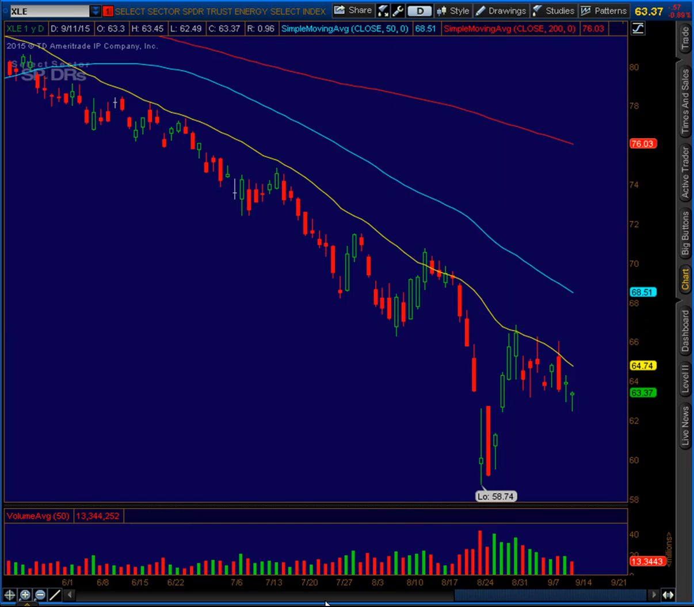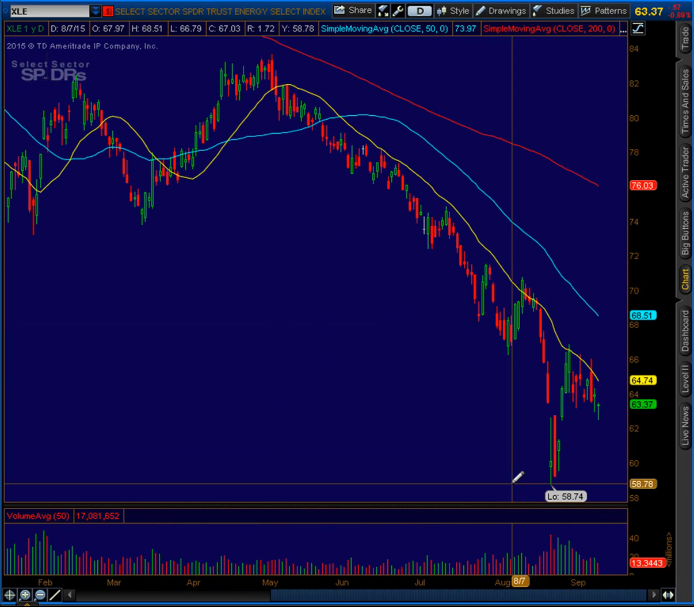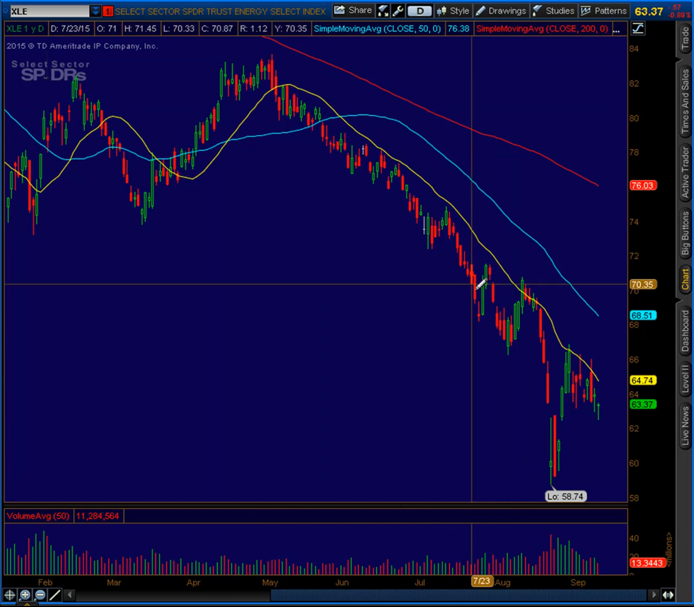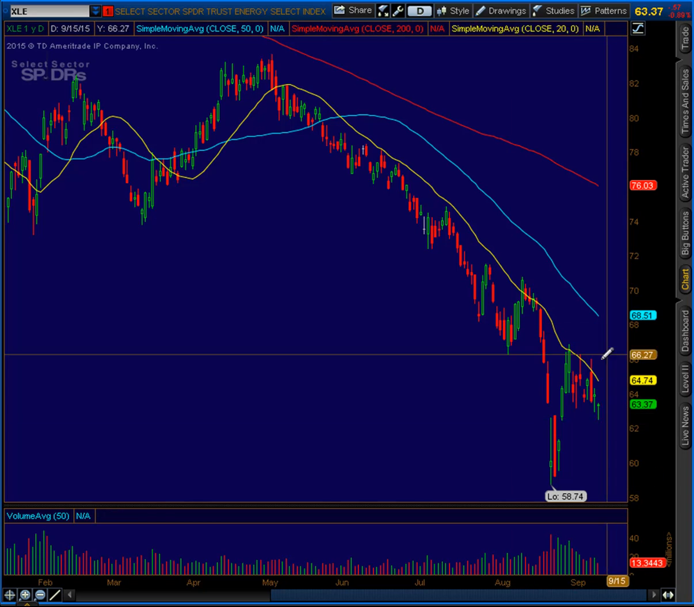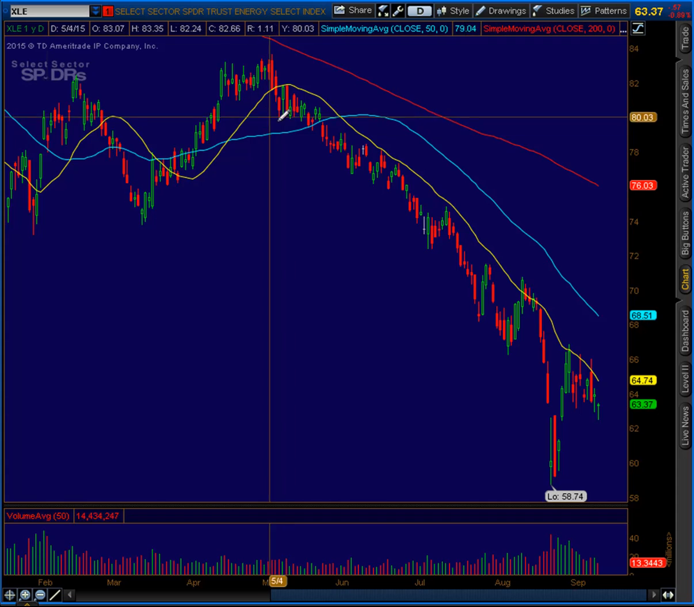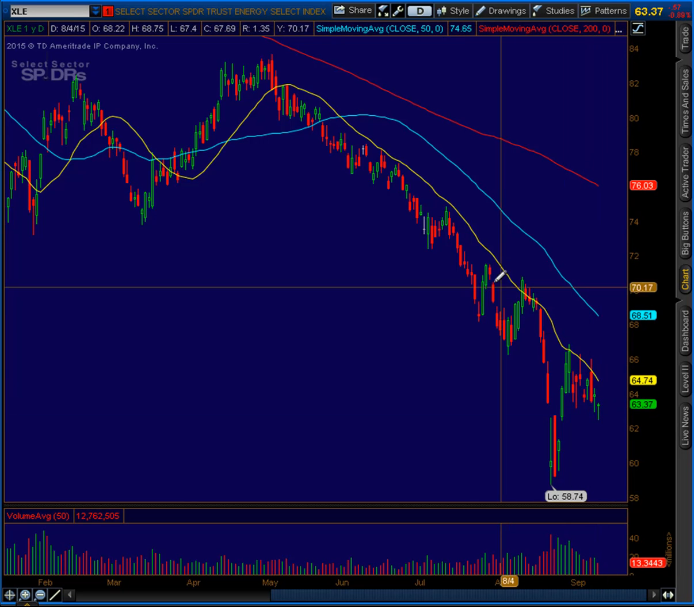XLE is obviously a big downtrend, right? I kind of like what I'm seeing. If you see in this, lower highs and lower lows, I like how it's basing here. If you look at the downtrend from May all the way down to September, this is the first time it's actually basing for longer than it had in the past.